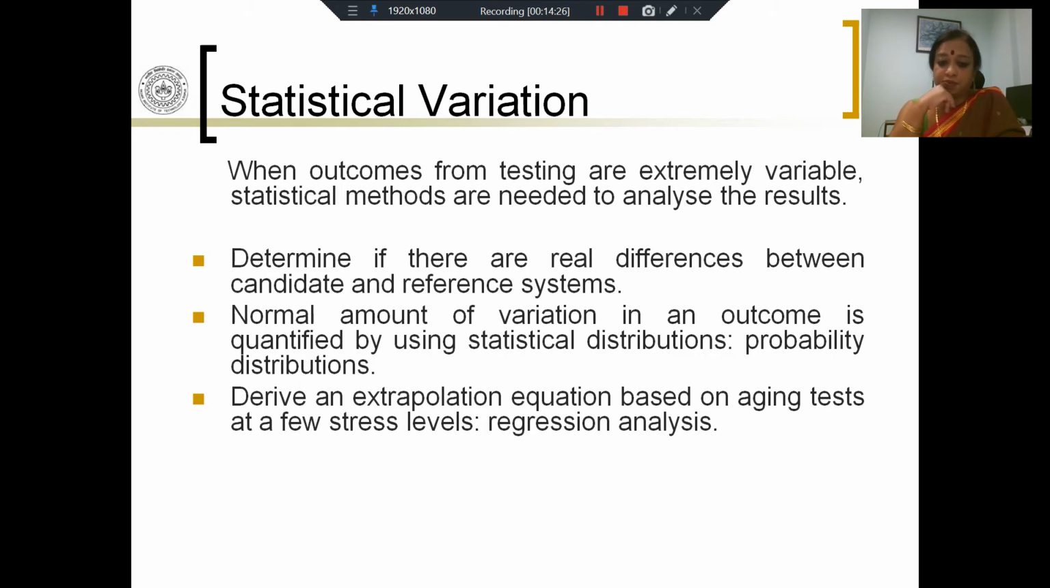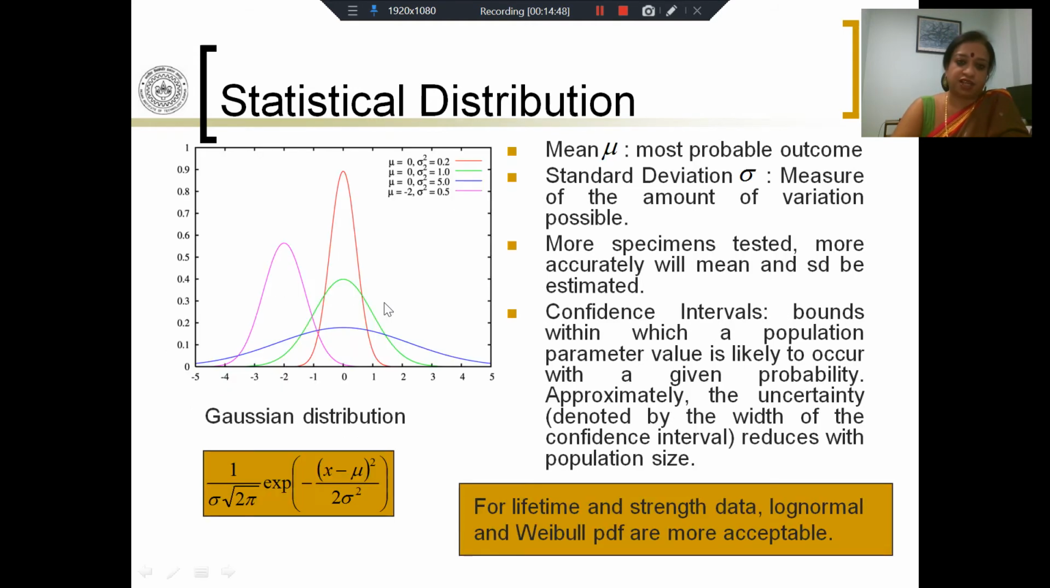Also, what is possible is we can derive an extrapolation equation based on aging tests at a few stress levels, and then we can perform regression analysis to estimate the life of the material or equipment. This third point I will come to later. Right now, let us go through the probability distribution aspect of statistical analysis.